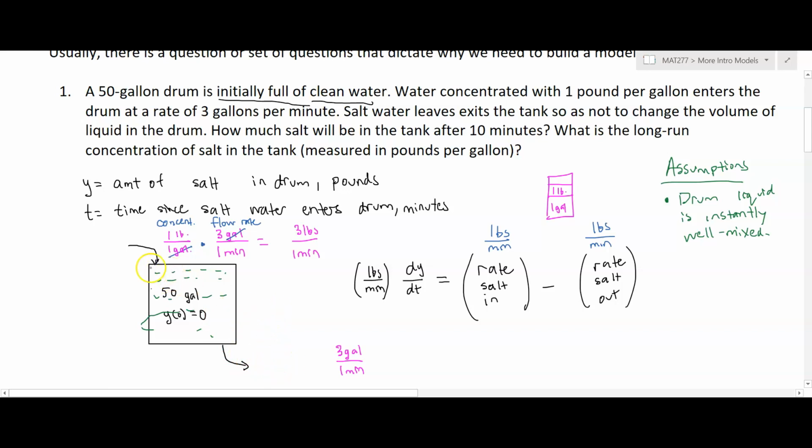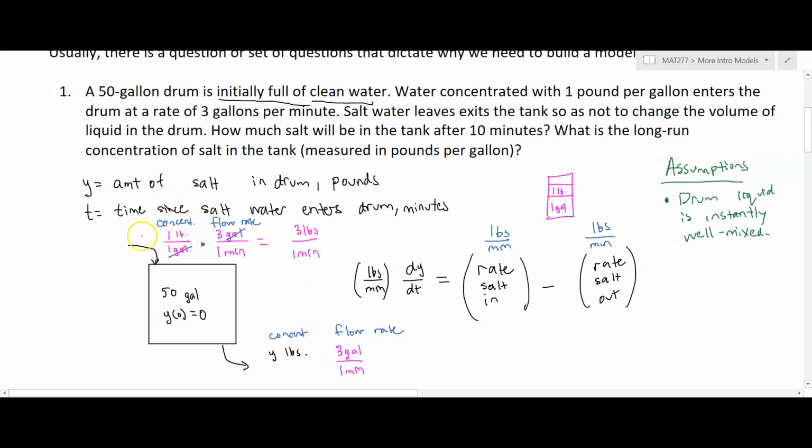And therefore, it's a little bit more difficult to say, well, how many pounds of salt are inside of that tank? And this is where we get to use our variable. The variable that represents how much salt is in the tank is Y. That's the amount of salt in the drum. So in following the same procedure, here we have our flow rate. Now we need a concentration. And the only thing that we do know is that what's coming out is concentrated with Y pounds of salt, right? Because that's how much salt is in that drum.